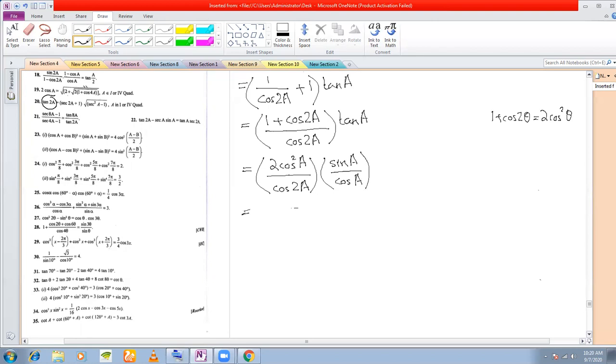And what happens? One cos will cancel from here. In the numerator, one cos will cancel. In the denominator, the cos will cancel. Okay, you have to show that this is equal to tan 2a.